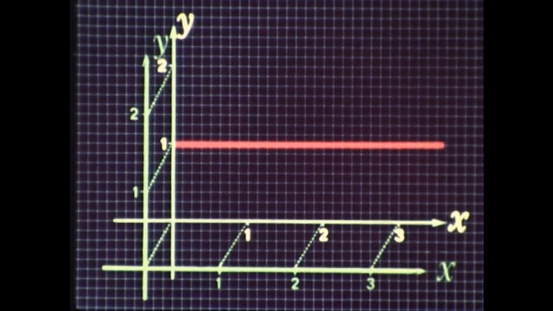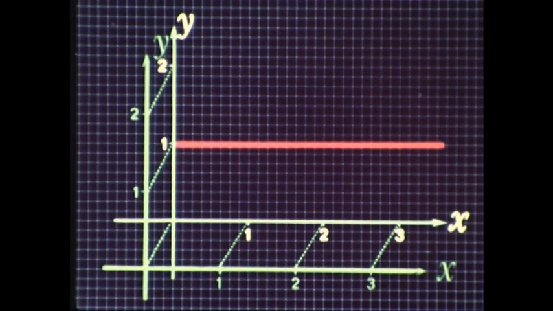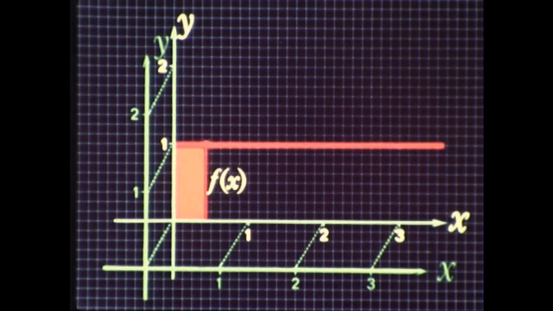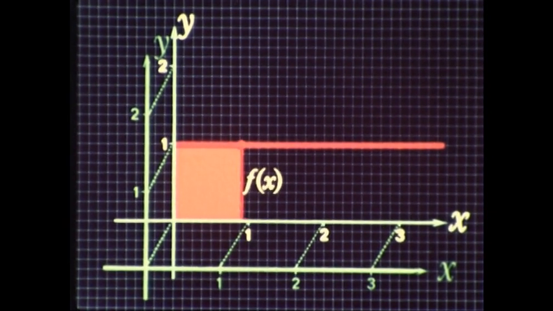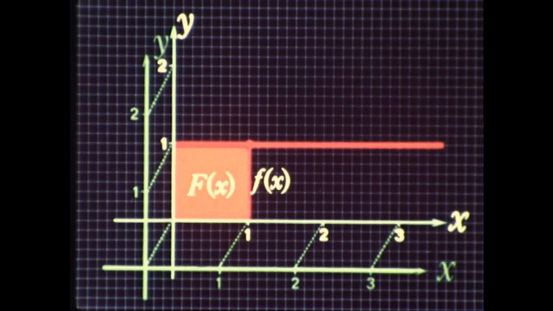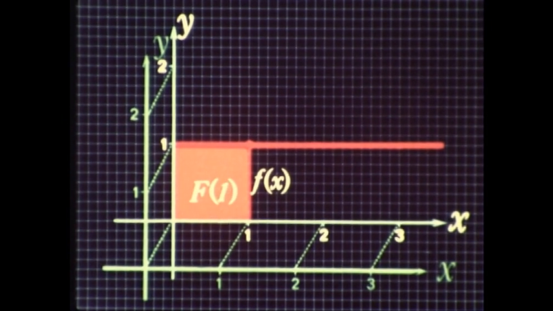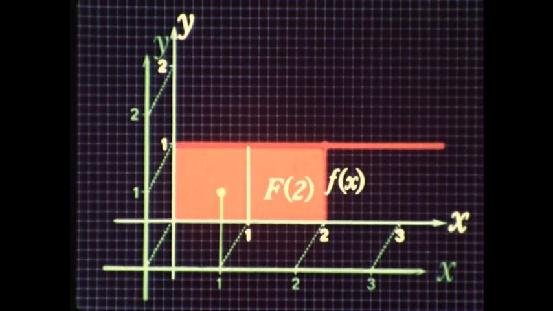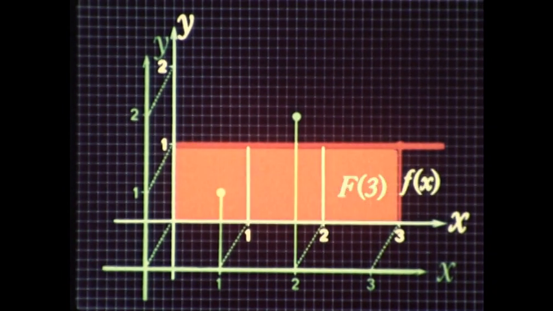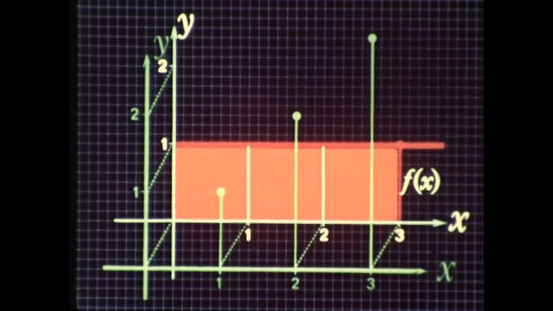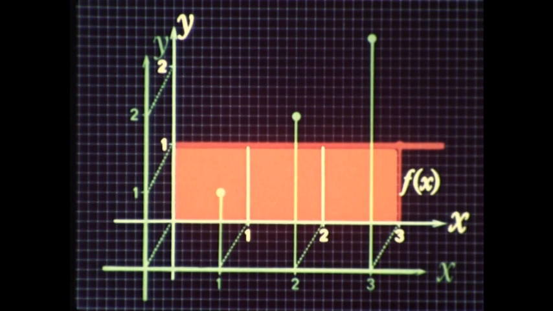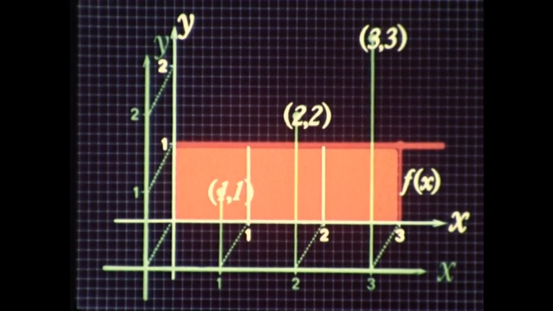Here we see the new axes on which we shall plot cap F. First, let us plot cap F at intervals of 1 unit. Counting the squares, we see that cap F of 1 equals 1, cap F of 2 equals 2, and so on. So the graph of cap F goes through the points (1, 1), (2, 2), (3, 3), and so on.